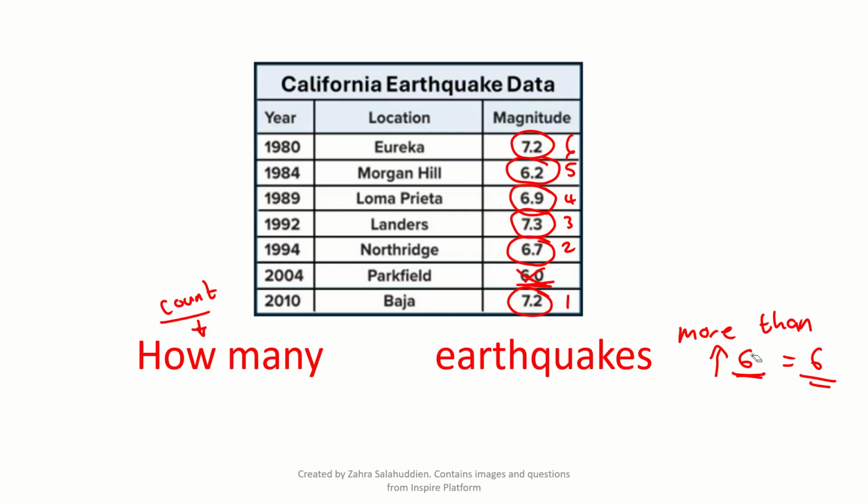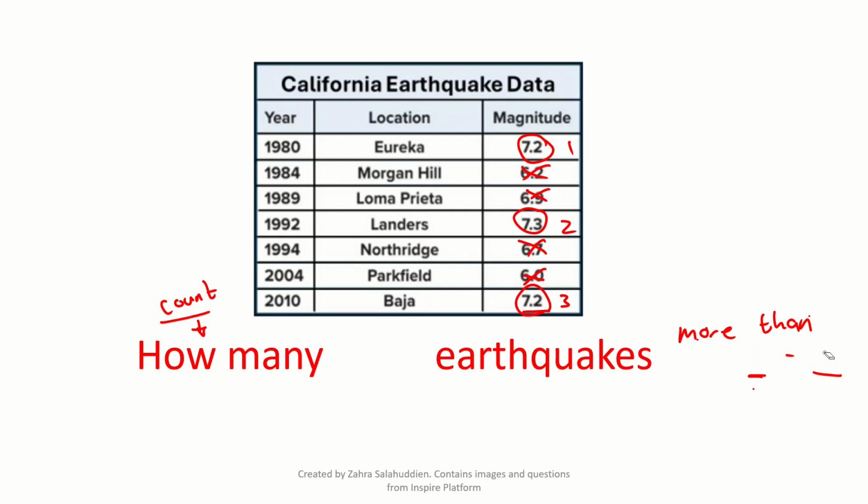If I changed this number, let's try again. How many earthquakes are more than 7? Now I will count. Where do I see 7? I see 7.2. Anything less than 7, like 6, does not count. This one, 7.2, bigger than 7. 7.3, bigger than 7. I have 1, 2, 3. Okay, so do you see? You will look at this number. If you see how many, we're going to count. If I see more than, I'm going to count bigger than this number.